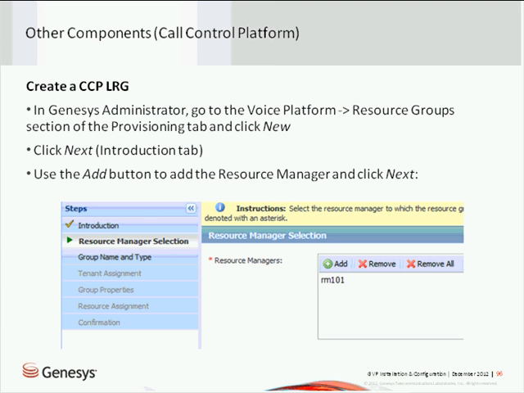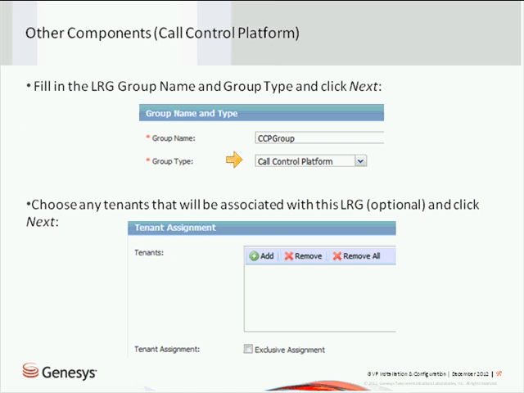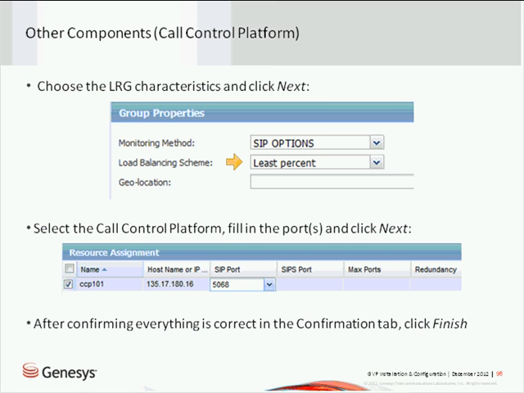Now that we've actually set up CCP, we have to create a logical resource group for it. Same as before, you go to the resource group section and click on new. You fill in your resource manager or resource managers if you set up HA already. The group type is call control platform. Again, you can set tenants if you want. Again, we recommend using least percent for the load balancing scheme, and you should be using SIP options to monitor the fact that the call control platforms are up. And lastly, you pick the actual resources that will be in this group. Set the IP and the port.